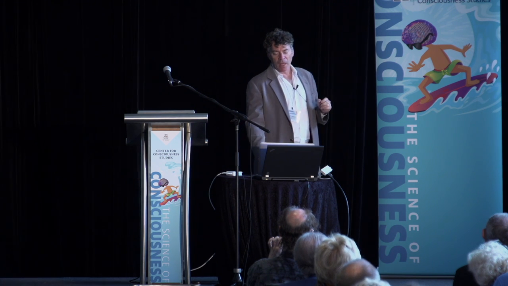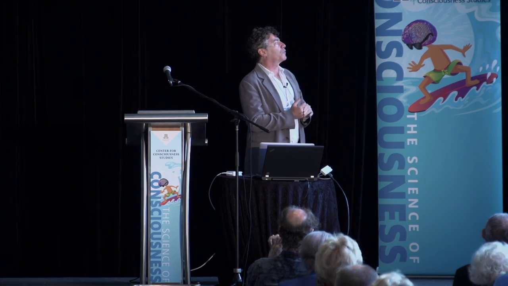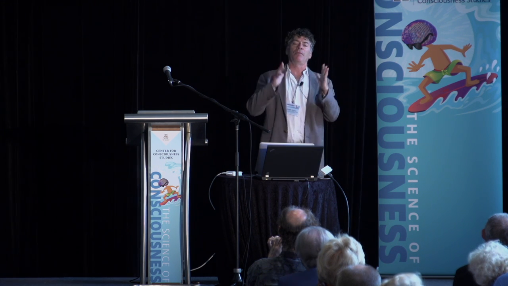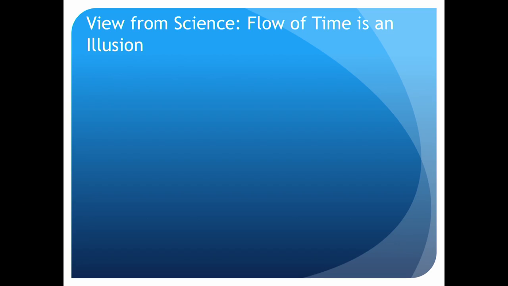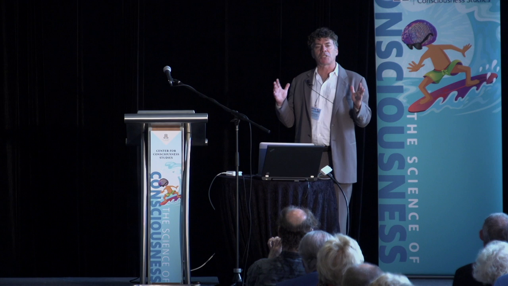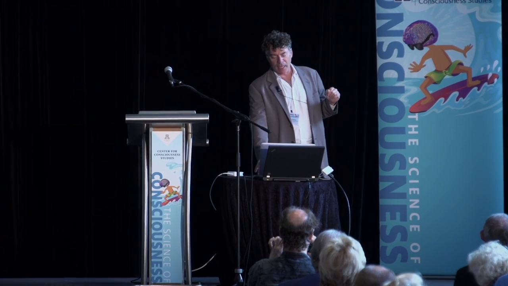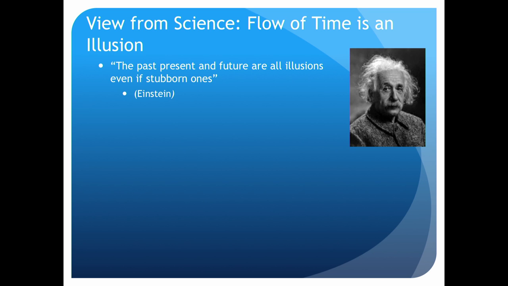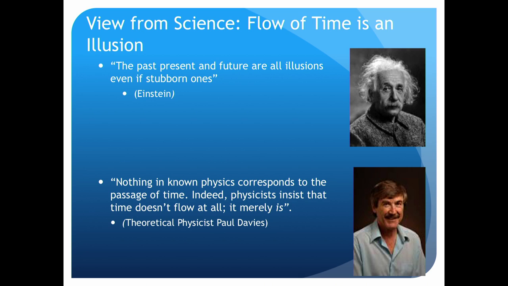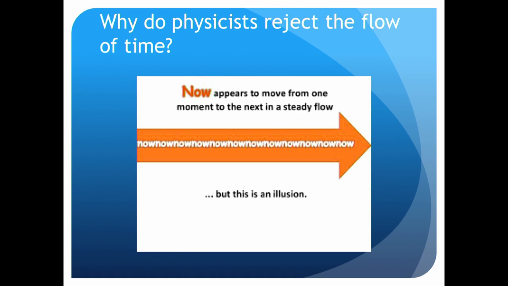So it's so difficult to explain how consciousness resides in this physical universe that some have just explained it away. Similar problems occur for the flow of time and for the privileged quality of the now in physics. This is quite remarkable, but the idea of the flow of time and the privileged present are really quite problematic. Einstein said the past, the present, and the future are all illusions, even if stubborn ones. And Paul Davies said, nothing in known physics corresponds to the passage of time. Indeed, physicists insist that time doesn't flow at all, it merely is. So there's this basic issue that now, according to physics, is an illusion.